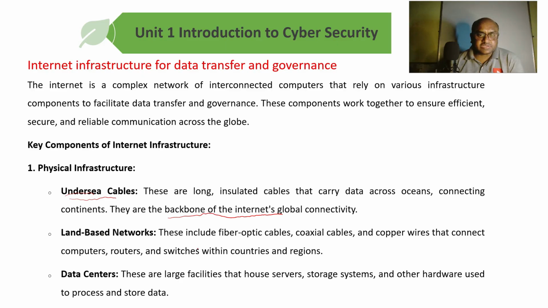Then come land-based networks. This includes fiber optic cables, coaxial cables, and copper wires, which we call twisted pairs, that connect computers, routers, and switches within a country or regions. So if it is within the country or regions, we depend upon this type of land-based physical infrastructure. If it is between continents, we depend upon the undersea insulated cables, which carry data across the oceans and connect the continents.